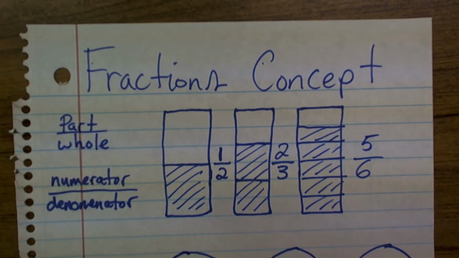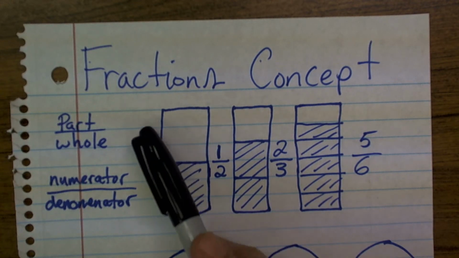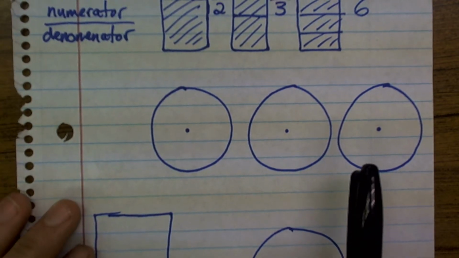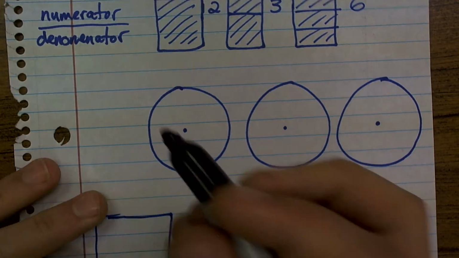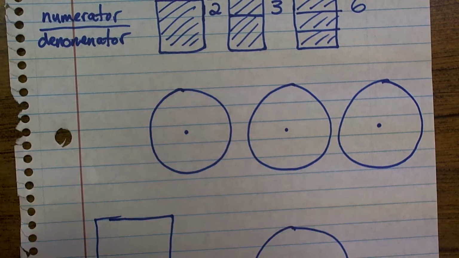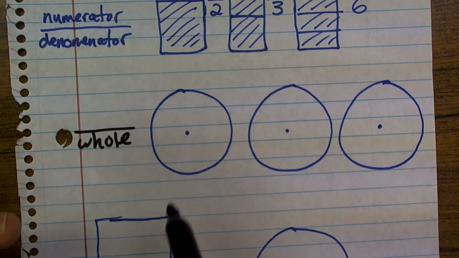Here's fractions. Previously, I went over the bars, how you find fractions with bars, where remember, it's a part over a whole, and you have a numerator over a denominator. So let's go back through it now again, but let's look at a circle. So remember, all we have with the fraction is our whole. And remember, our whole is going to be how much can we divide our whole into.